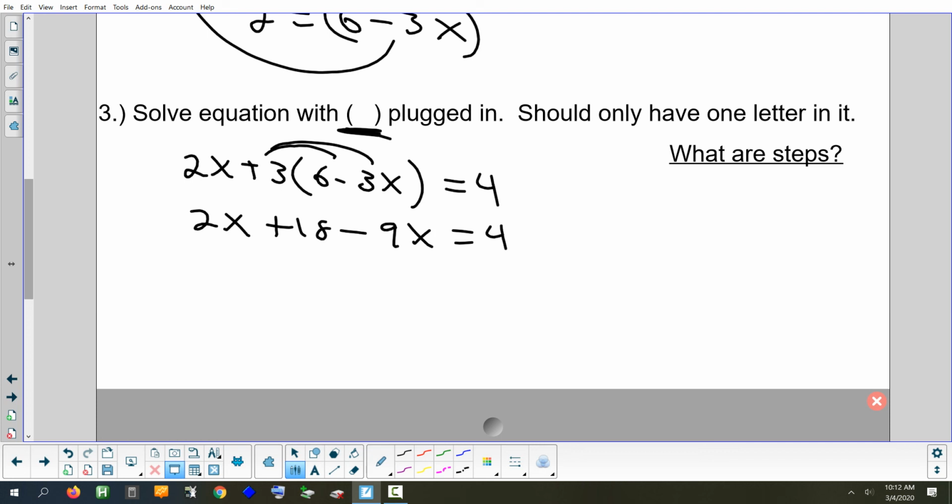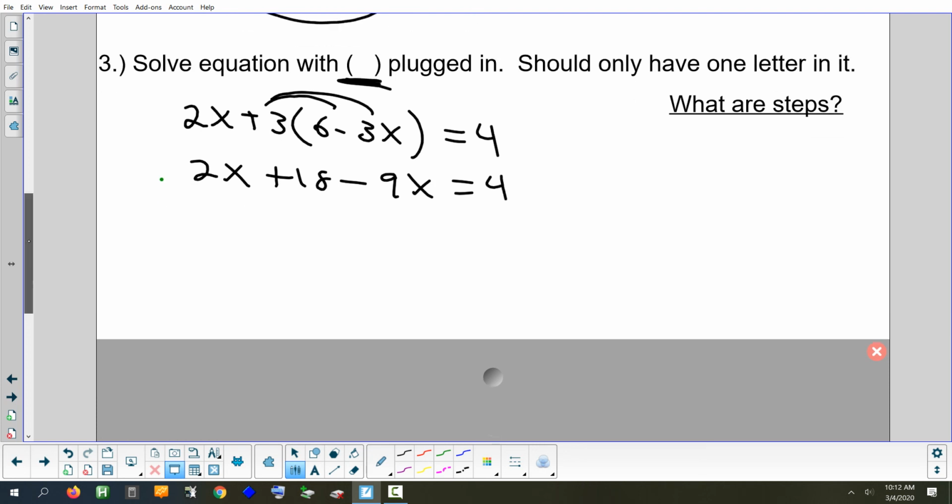Sophia, what would I do now at this step? You would minus 18 on both sides. Oh, wait, no. Something we got to do first. You would do 2x minus 9x. And what would that be? Negative 7x.